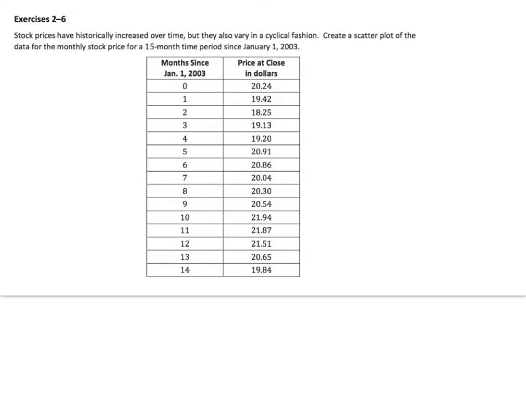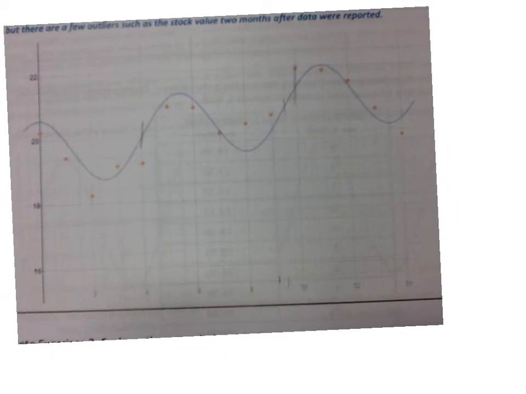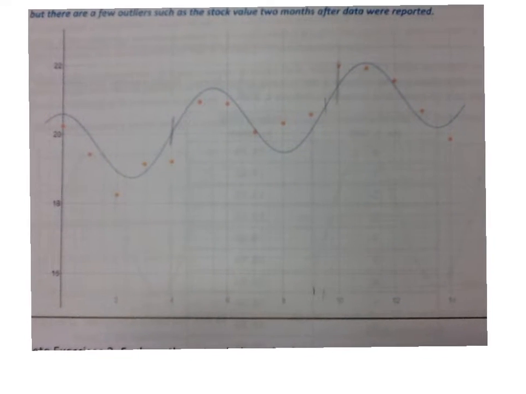Stock prices have historically increased over time, but they also vary in a cyclical fashion. Create a scatter plot of the data for the monthly stock price for a 15-month period since January 1st. Okay, let's do that together. We're going to see this graph again in a minute, but I just took a picture of my textbook to give you a scatter plot. We're going to use a scatter plot as we go through the lesson. I guess I can make it bigger.